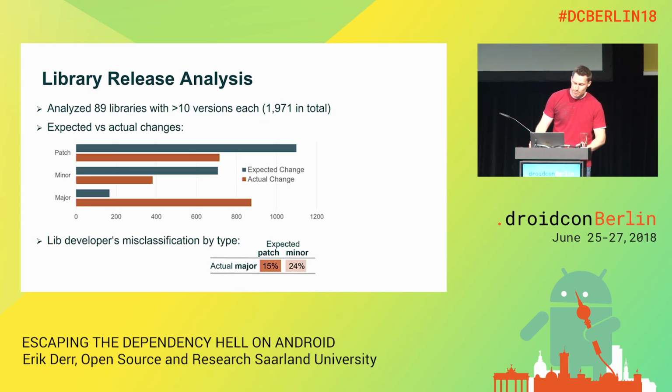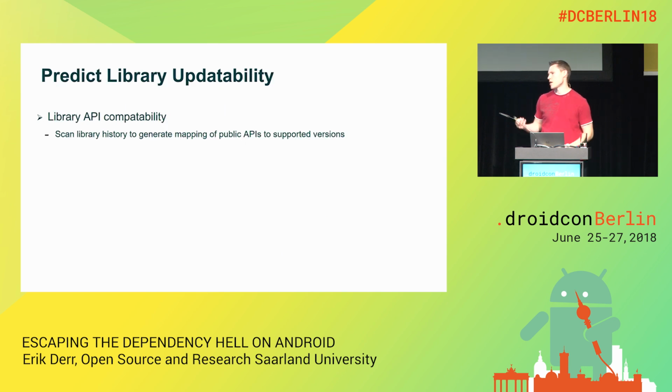And if we look at the library developers' misclassification by type, we see that from all misclassifications, about 39% are really problematic because the specified version string suggests compatibility, although there are API breaking changes.